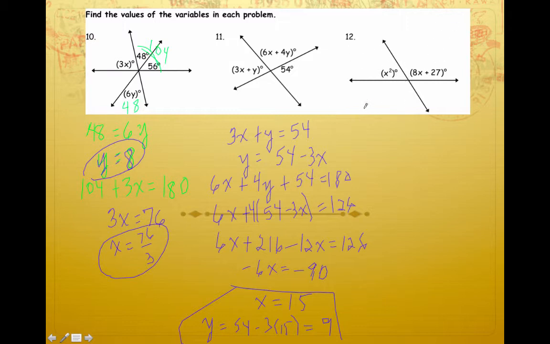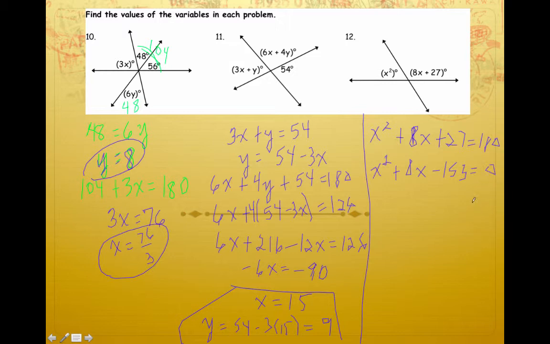Okay, now up here, we have that these two make a linear pair, and that's all we've got. So x squared plus 8x plus 27 equals 180. So if we subtract the 180, because now we're in quadratic land, and you know that that means we need to get a 0 on one side. So minus 153 equals 0.